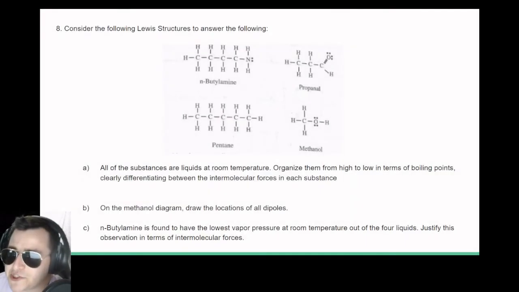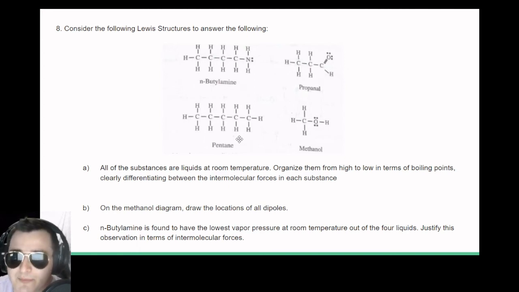Now we're getting to our free response sections here. All of the substances are liquids at room temperature. Organize them from high to low in terms of boiling points, clearly differentiating between the intermolecular forces in each substance. So now we're going to use our big boy and girl words here, right? We're not going to just list them. We're going to give an explanation for this. And so let's just start by defining what intermolecular forces are here, because then the answer shall be clear to us. I got pentane. It's another hydrocarbon.